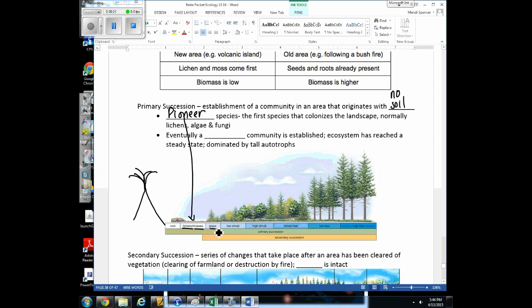And then again, later on in time, you're going to get some bigger shrubs, and then eventually trees, and then eventually really tall trees. And this is what is noted as the climax community. So this is the final established stable community that's going to develop over time due to succession. This is just representing over time. So it takes many years for an area to establish that climax community.